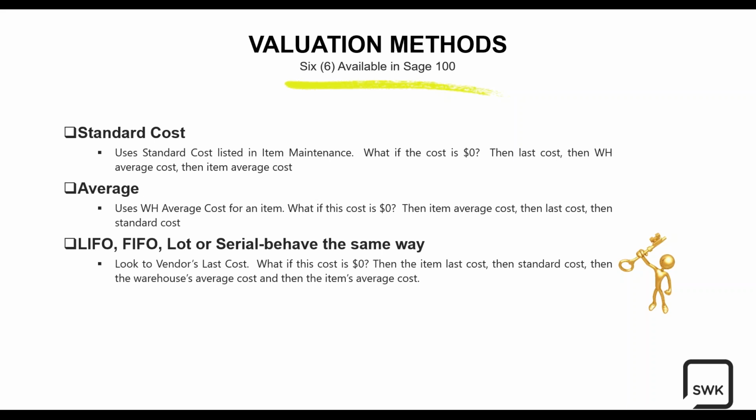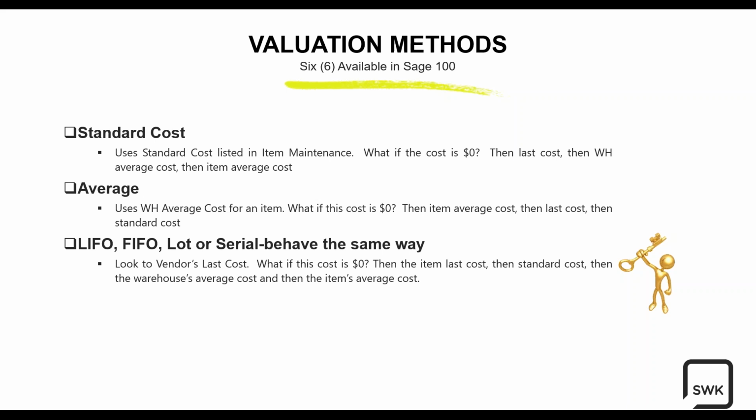Sometimes clients will call and say, hey, the cost on this item is so high, why? That's not what I pay for the item. And typically it's because, let's say it was an average cost item and the average cost is zero, and then there was an incorrect cost and standard cost. So you just have to know how to follow that flow down through, I guess.